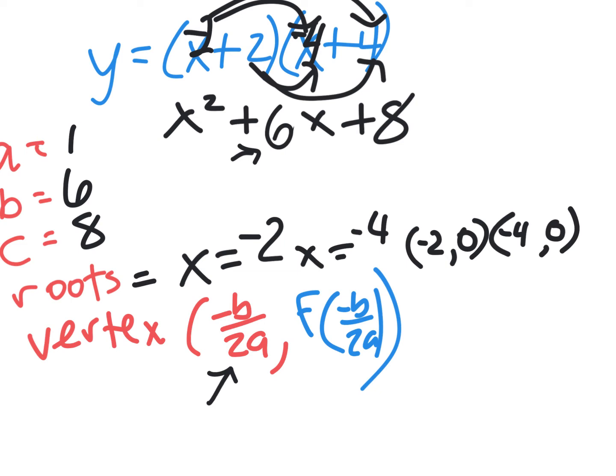And last but not least, the vertex. Jack, -3, comma -1. How'd you get the -3? I got the negative. It was negative b over 2a, so 6 divided by 2 times 1. And that's -3. Cool. So -3, comma, and then how'd you get the other part?